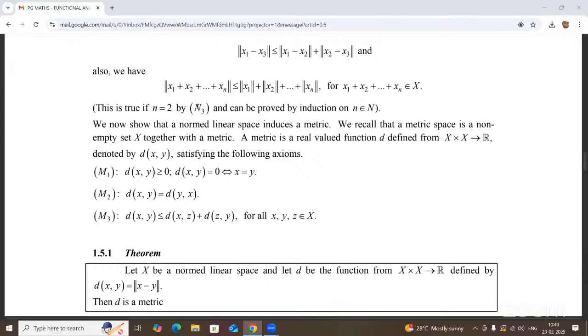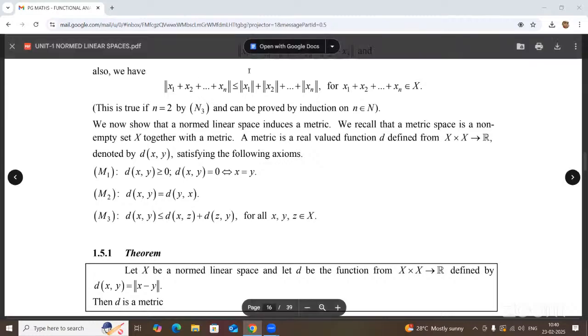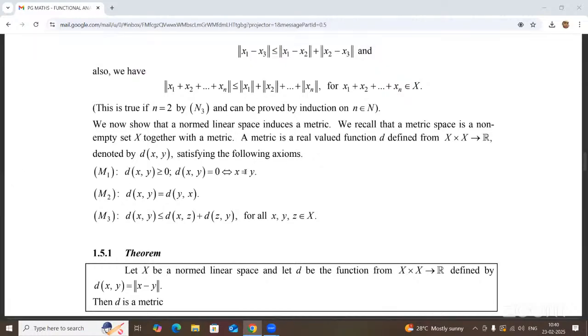The distance d of x and y is 0, that is, x minus y equal to 0, if and only if, that is the necessary and sufficient part, x equals y. That is the first condition. So this is the positivity or non-negativity condition for the metric definition.